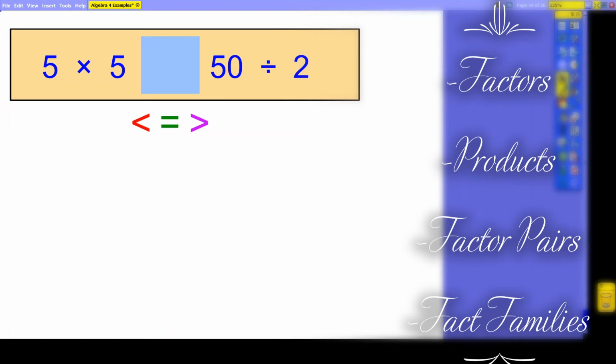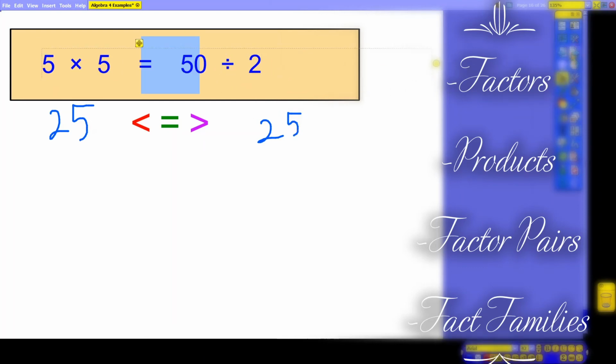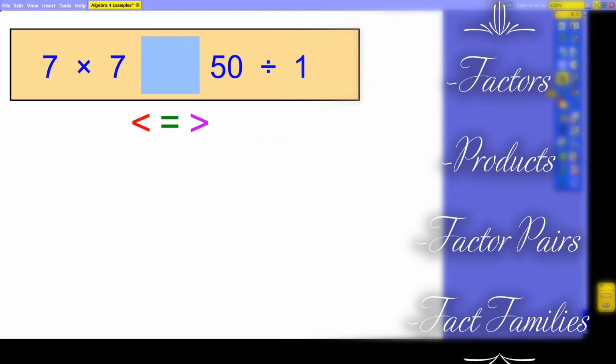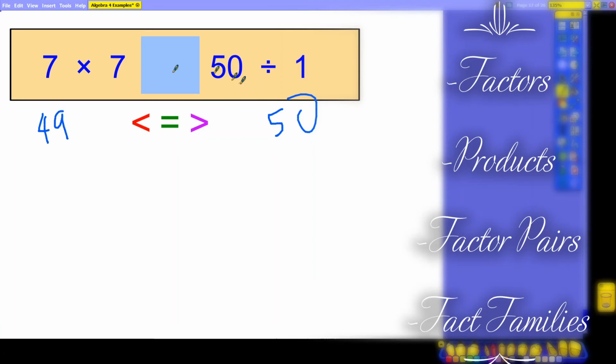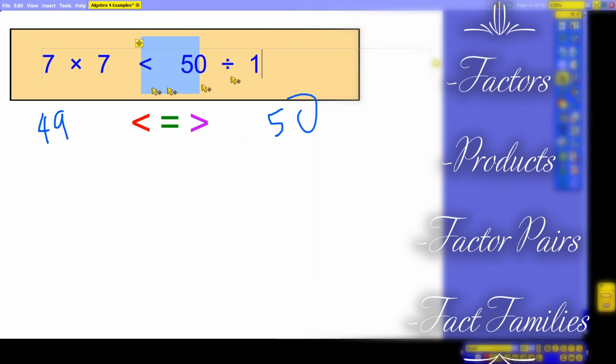We have 25 on this side, 5 times 5. And we have 25 on this side. Remember, half of 50 is 25. So equal is right. Let's move on to the next one. Let's look at that. 50 divided by 1 is 50. And 7 times 7 is 49. It's just 1 shy of 50. So this is less than. That's correct. Let's move on to the next.